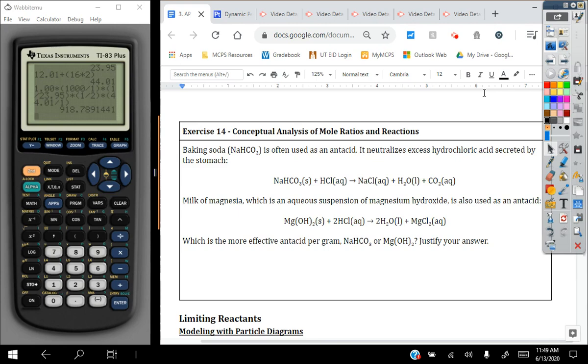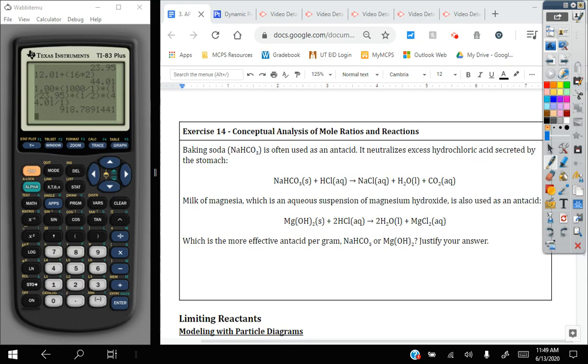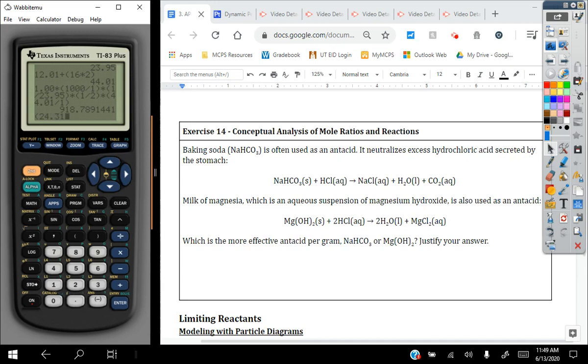So you're neutralizing twice as much acid for every 1 mole that you have compared to the baking soda. So one of the things we can do is evaluate their molar masses and figure out, okay, if I have 1 mole of each, which one is more effective per gram? So magnesium, calculate the molar mass of magnesium hydroxide. Magnesium is 24.31, check that on the periodic table.